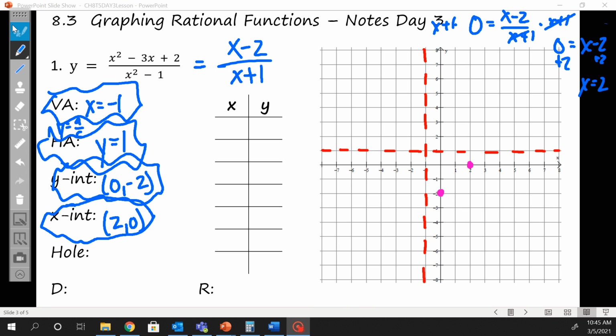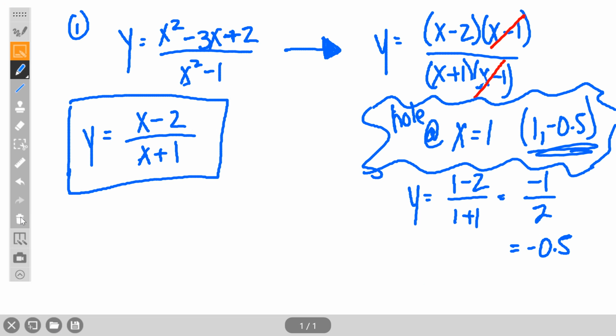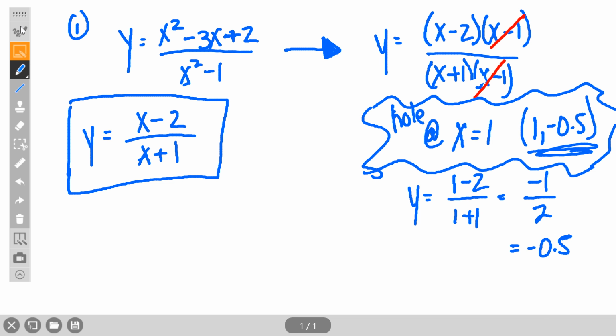The hole, we already found the hole. It was at negative 0.5.